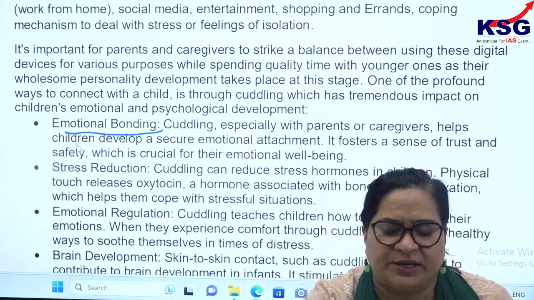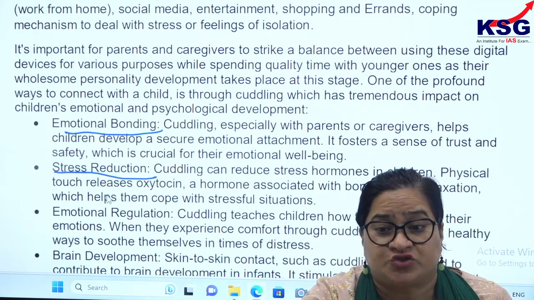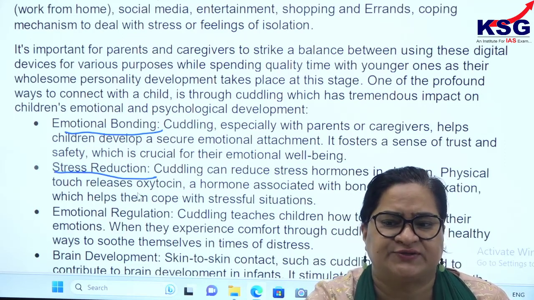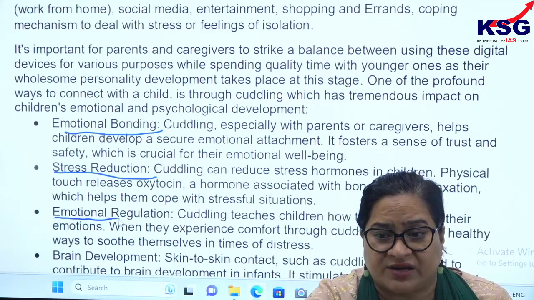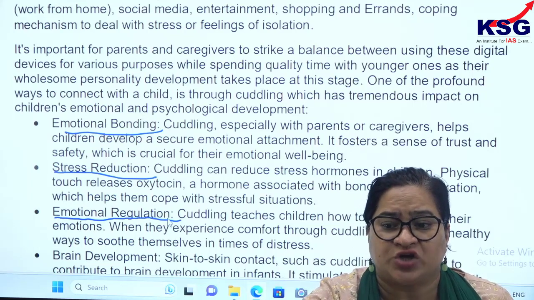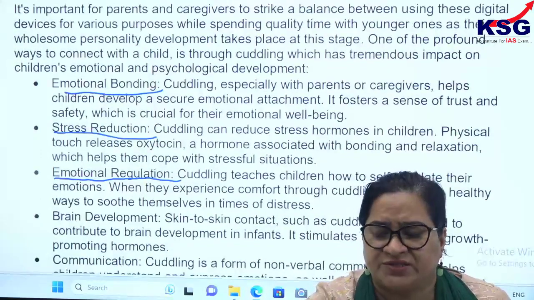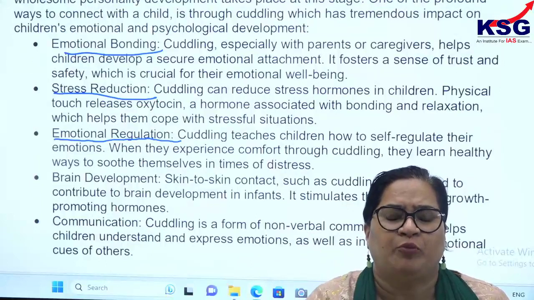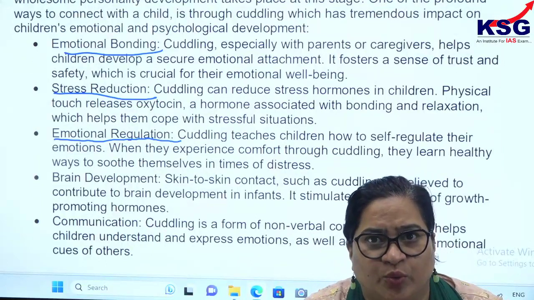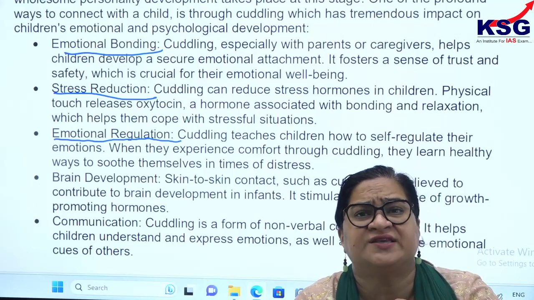So because of hugging or cuddling, what do we see? There is stress reduction that takes place because oxytocin is released. We can see emotional regulation can take place because a child learns how to regulate one's emotion. There is a very soothing possibility which takes place when a child is suffering a distress situation. A child tends to feel secure.